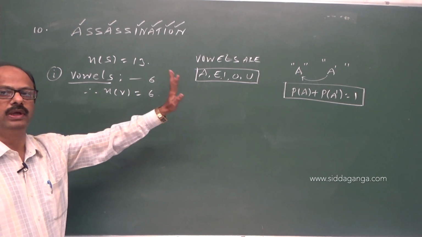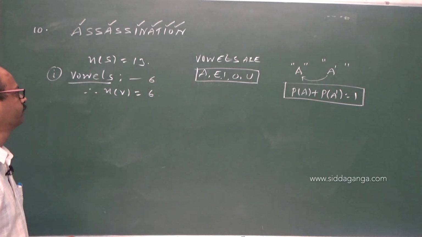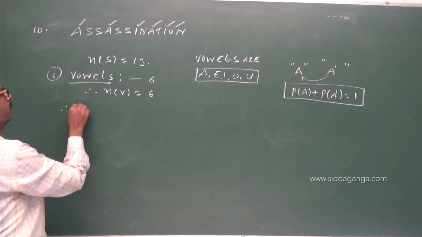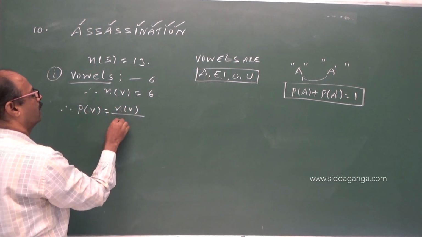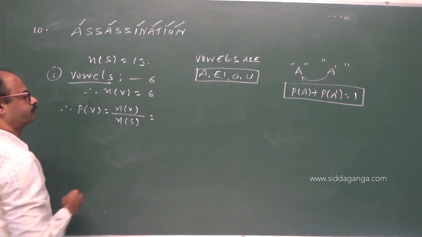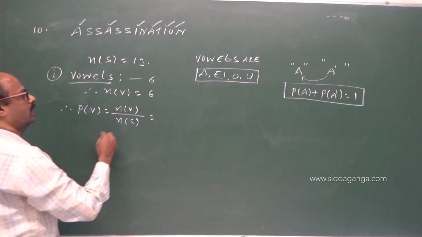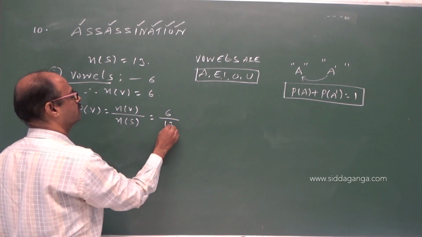The remaining letters we call vowels. Therefore, finding the probability, P of V is equal to N of V divided by N of S. N of V is 6, divided by 13.